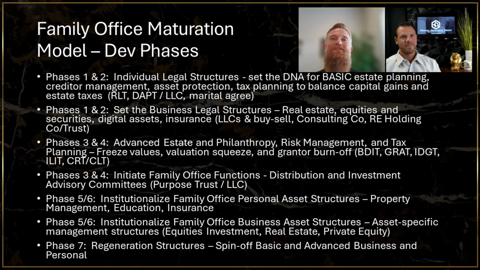So in the third phase, we're looking at more advanced estate and tax planning, more advanced risk management. And with the tax planning, we're really looking to freeze values of assets, to keep the estate tax from eroding them, to avoid the values from being more than they need to be by maybe splitting them up between family members in family partnerships. And we're looking to keep the income tax as efficient as possible, usually through grantor trusts.